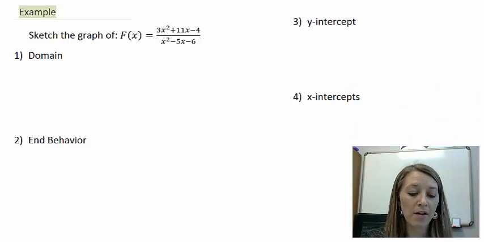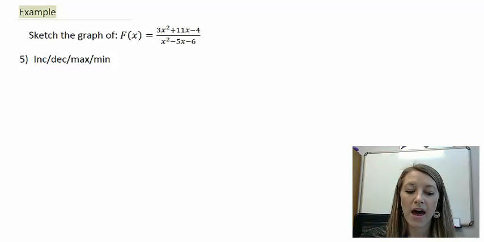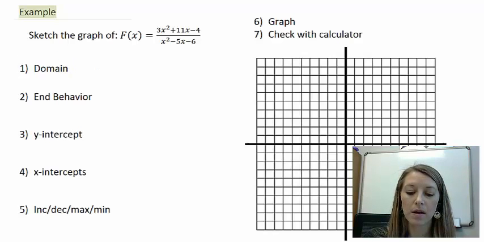So I have capital F of x equal to 3x squared plus 11x minus 4 all over x squared minus 5x minus 6. And I have the same steps outlined here. Step number 1, find the domain. 2, end behavior. 3, y-intercept. 4, x-intercepts. 5, find out where our graph is increasing, decreasing, and the relative extrema, meaning maximums and minimums. And then plot all of that information on the graph and double check it with your graphing calculator.